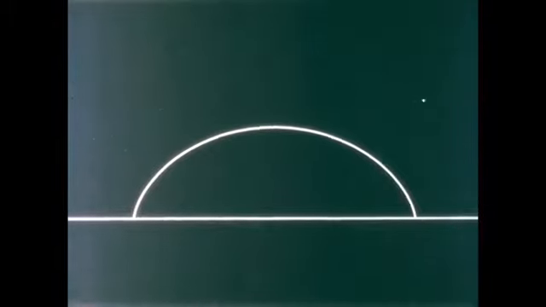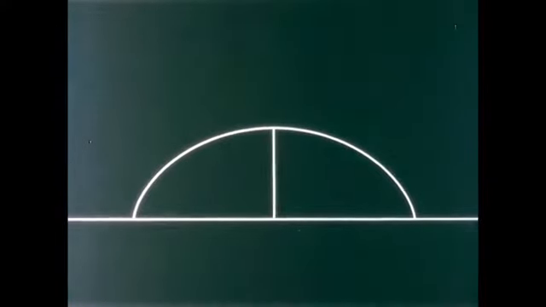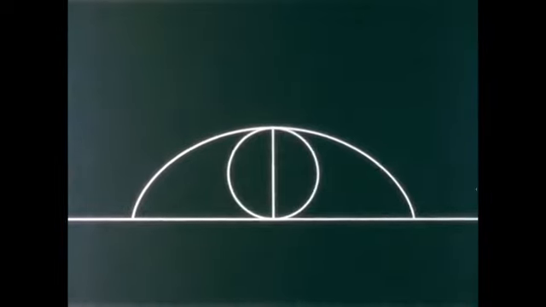Roberval's method for the area under the cycloid made use of indivisibles. He began by comparing half the cycloid with half the generating circle.